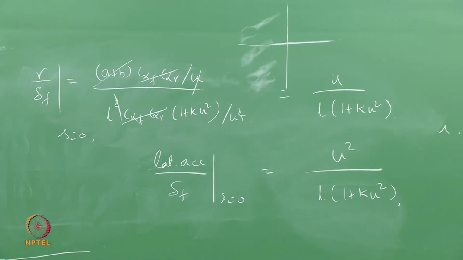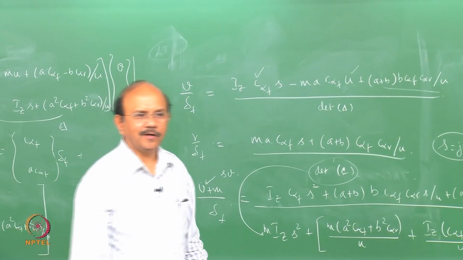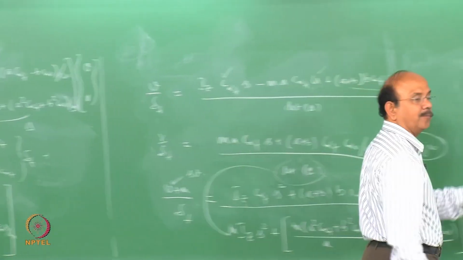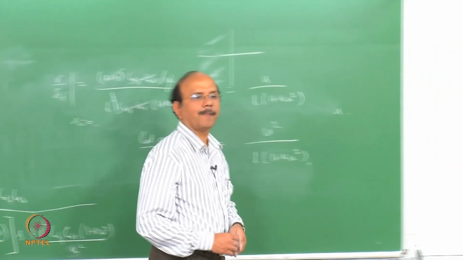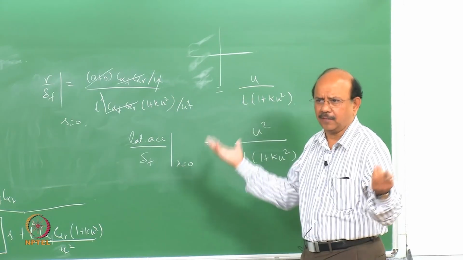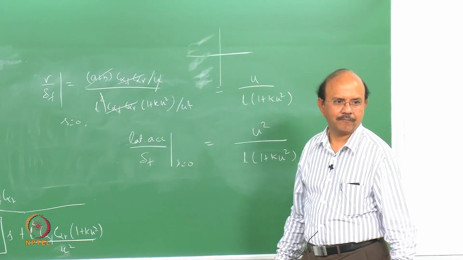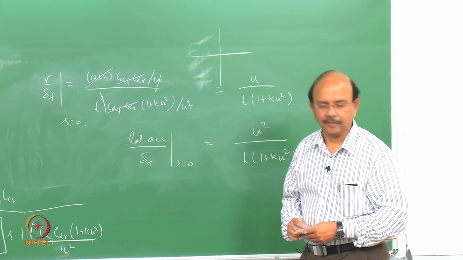We never bothered about zeros actually. In our earlier classes, we never bothered to see whether zeros were to the left or to the right of the plane. Of course it can be left half plane or right half plane.